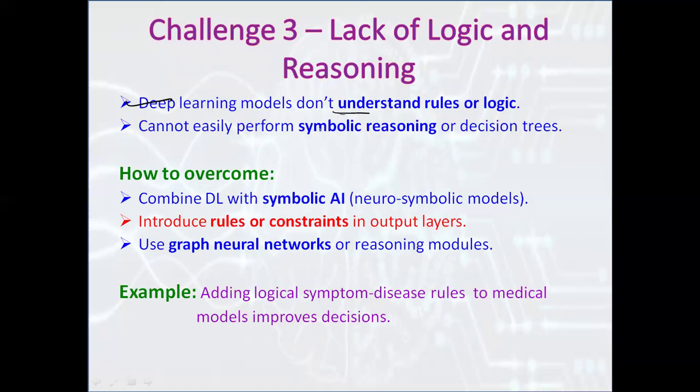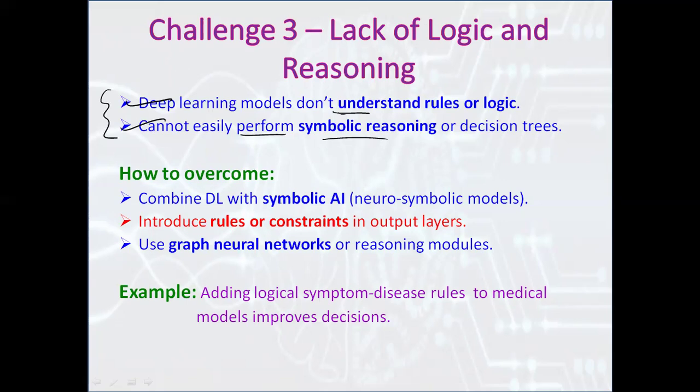They cannot easily perform symbolic reasoning or decision trees. Tasks requiring reasoning, such as diagnosing diseases based on symptoms, often involve following logical steps that deep learning models struggle to represent or infer. And how are we going to overcome these challenges?